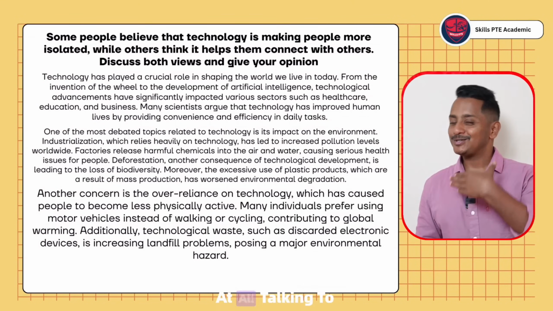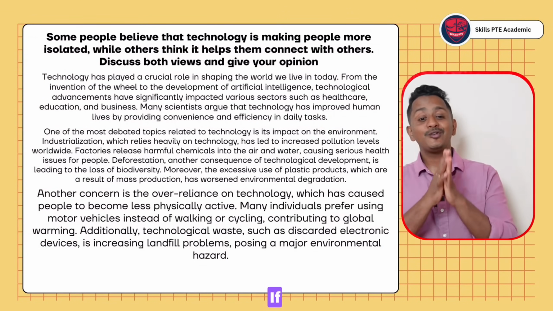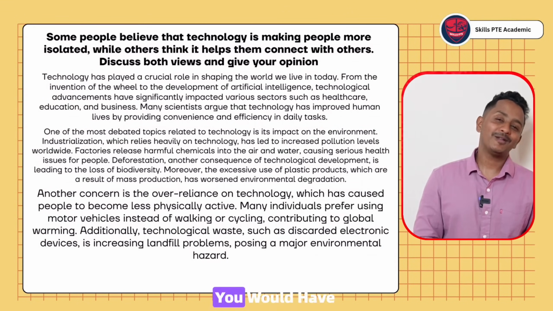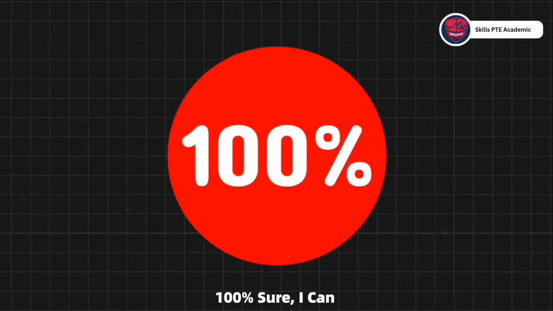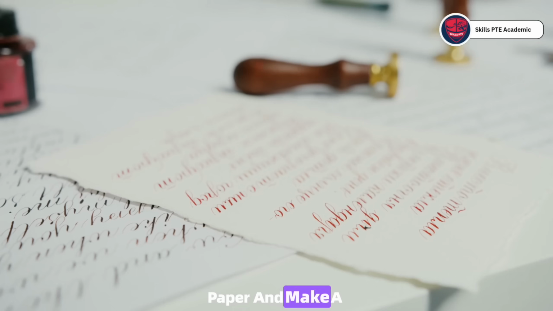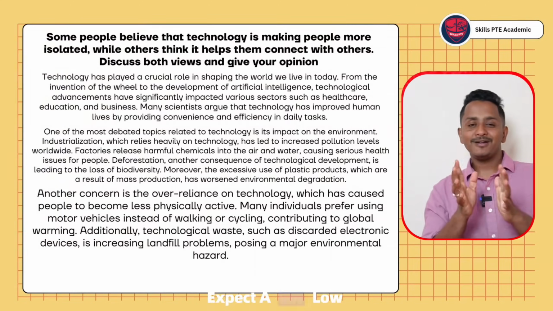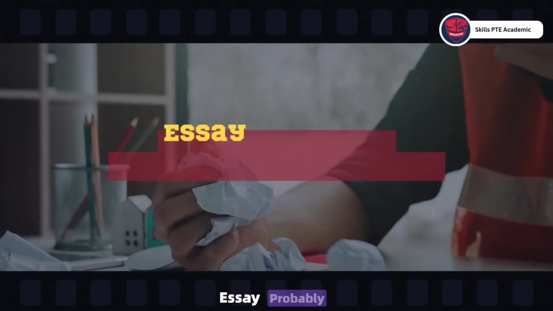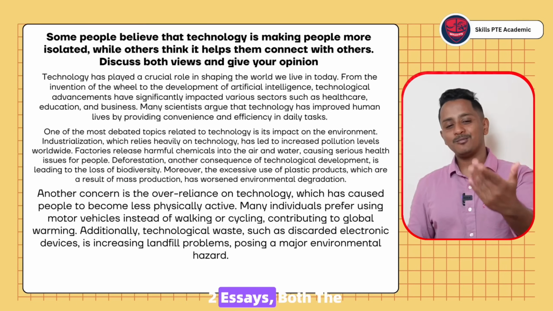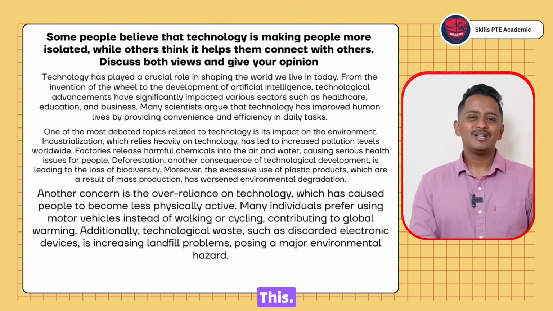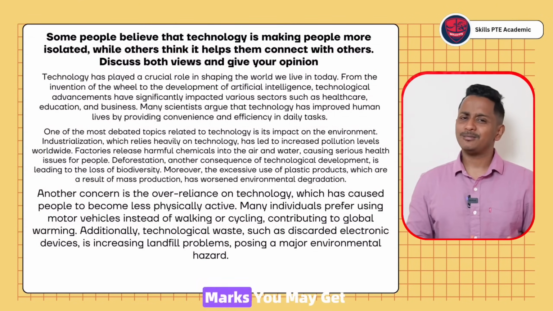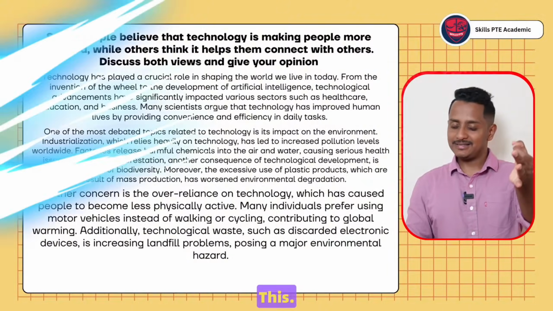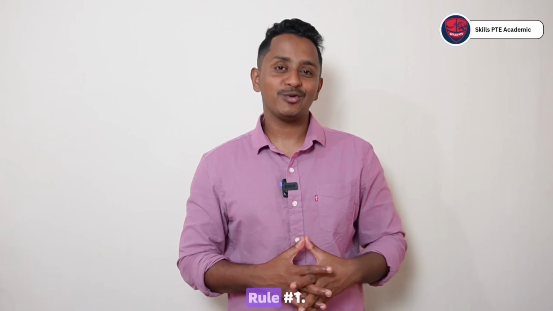Again, this is not at all talking to the question. If you write something like this, earlier you would have gotten full good scores, but now it is not the case anymore. 100% sure I can write on a bond paper and make a seal and signature with my name. Expect a very low score towards your writing section. Essay probably contributes some 20 marks. Two essays, both the essays, if you write something like this, probably you would lose more than 17 to 18 marks. 2-3 marks or max 4 marks you may get if you write something like this. Remember this strict rule number 1.